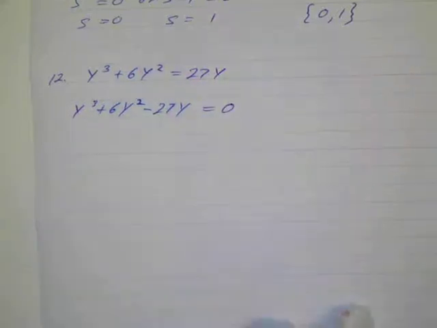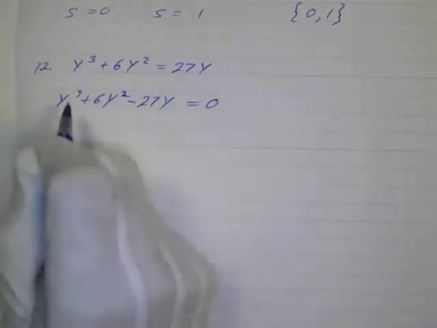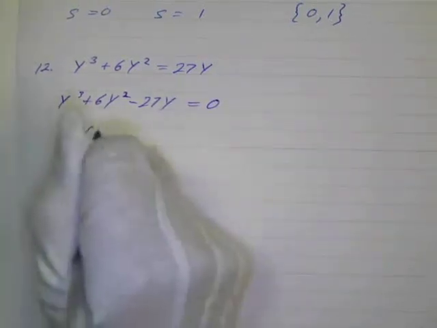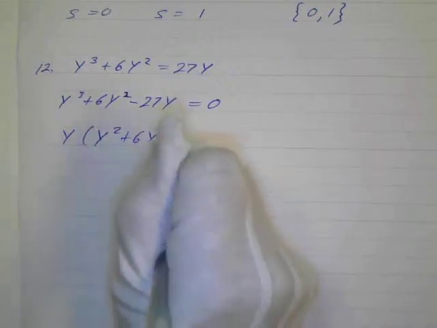Y cubed plus 6y squared minus 27y equals 0. And then we try to factor it. And remember, the first thing we always check is a common factor in each term. And we can see that in each term there is a y. So this leaves me with y squared plus 6y minus 27.